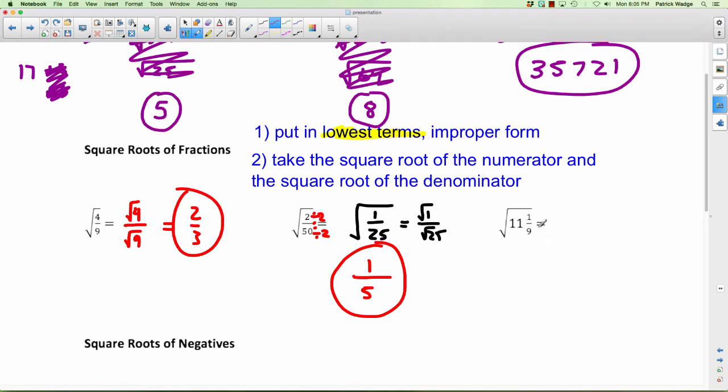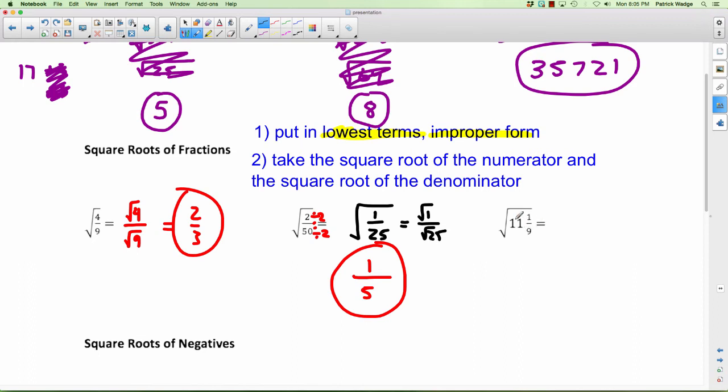Okay, this one. Ooh, this one looks horrible. It's in lowest terms, but how on earth do I do this? All right, this time you better put it into improper form. I also call that top-heavy form. Remember how to do that? This is a great grade 8 skill that hopefully you remember how to do.